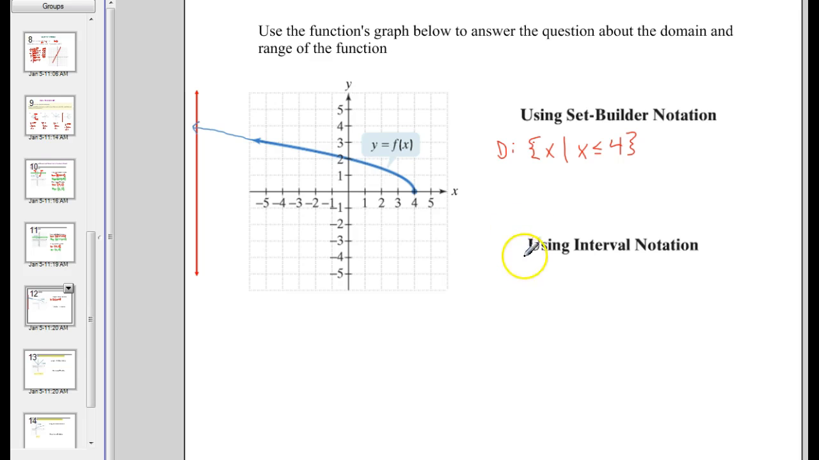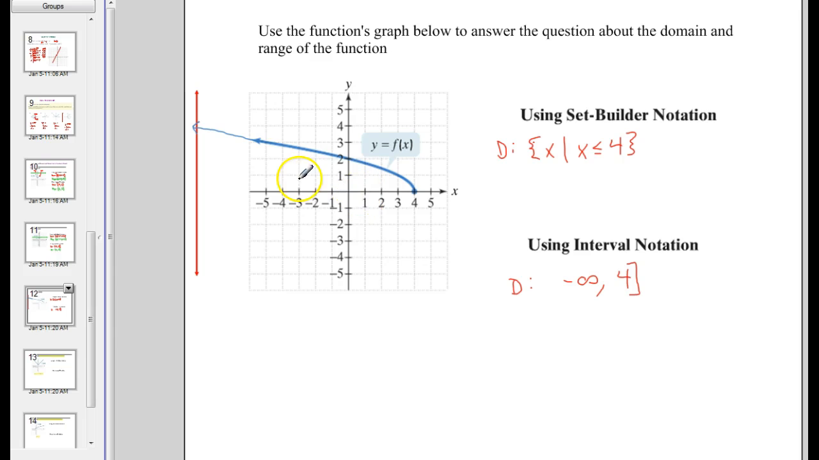Alright, in interval notation, that's what I was trying to get to. For interval notation, you have two numbers, a lower number and an upper number. If it keeps going in one direction, you have to write negative infinity, or positive infinity if it keeps going in the other direction. So negative infinity, it stops at 4. Alright, 4 is a closed dot, so it's a bracket.